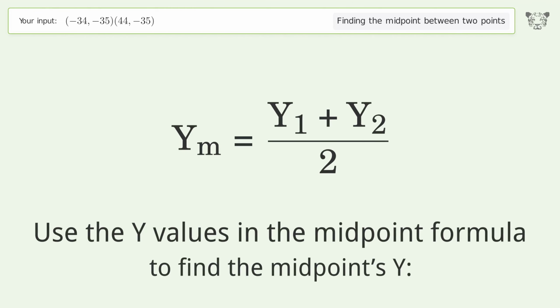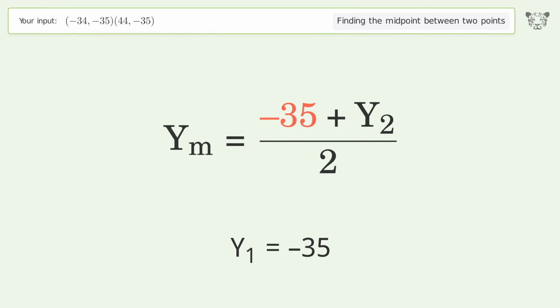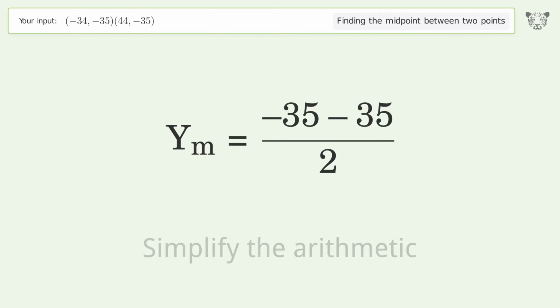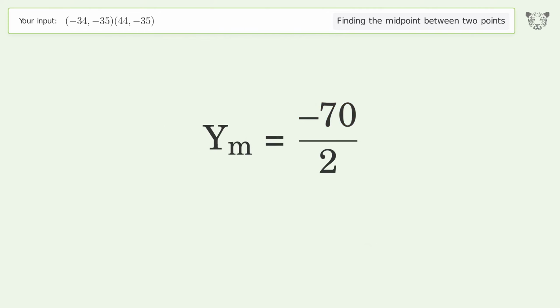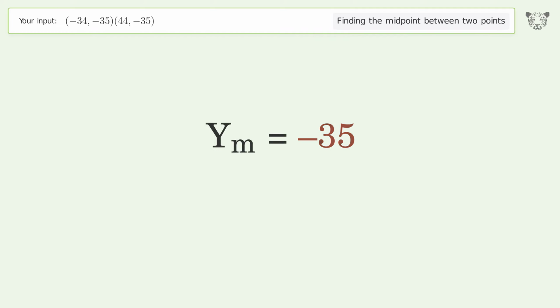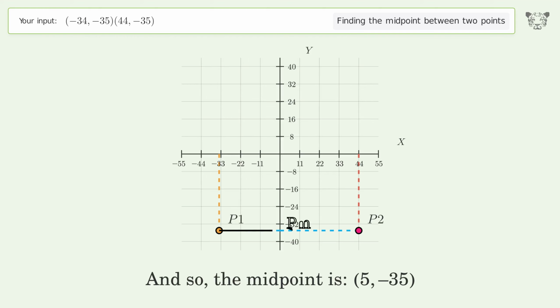Use the y values in the midpoint formula to find the midpoint's y. y1 equals -35. y2 equals -35. Simplify the arithmetic. And so, the midpoint is 5, -35.